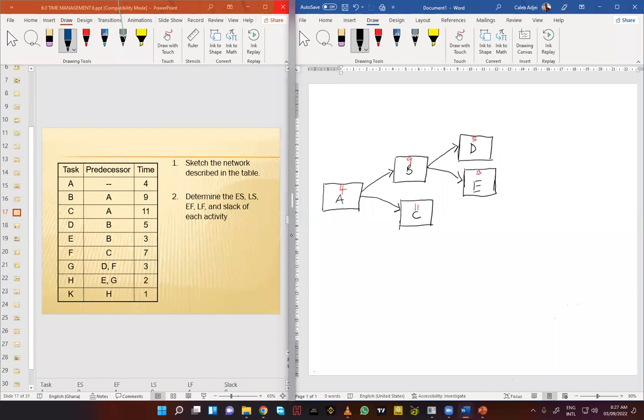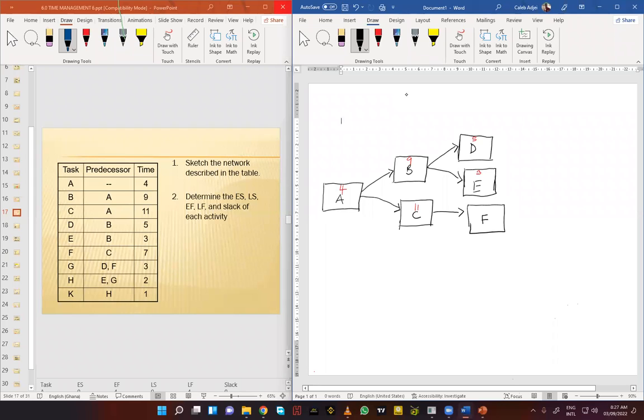Then we have F, which is also coming out of C. So we have activity F, coming out of C. Then we have activity G coming out of D and F. So let me do this here. Let me put D here. And let me put F here.